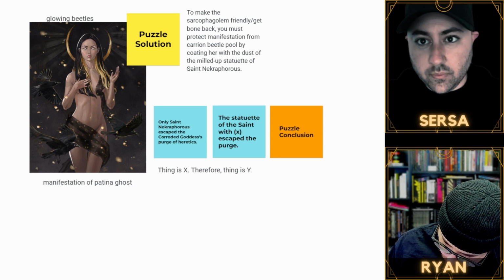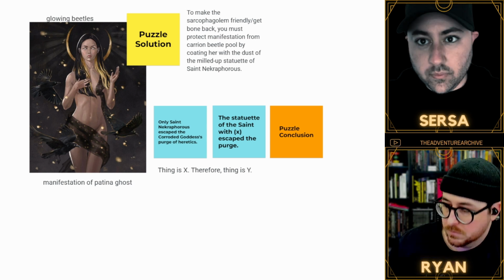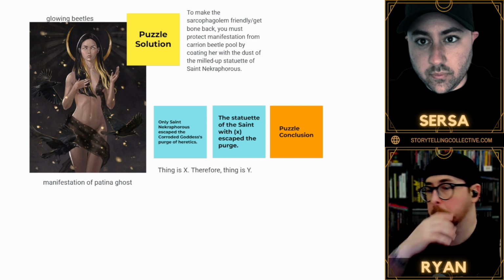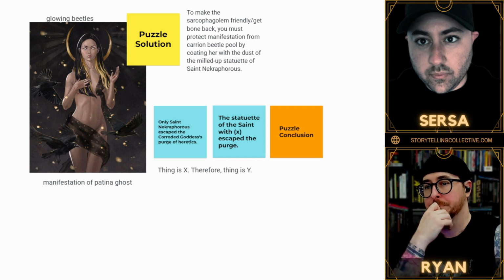Because what we want to do with a syllogism is that you need both of the premises together to come to the conclusion, right? So we want this second premise to either identify Saint Necrophorus but not say anything about the purge, or reference the purge but not specifically name Saint Necrophorus, right? Because you would need both of these premises.